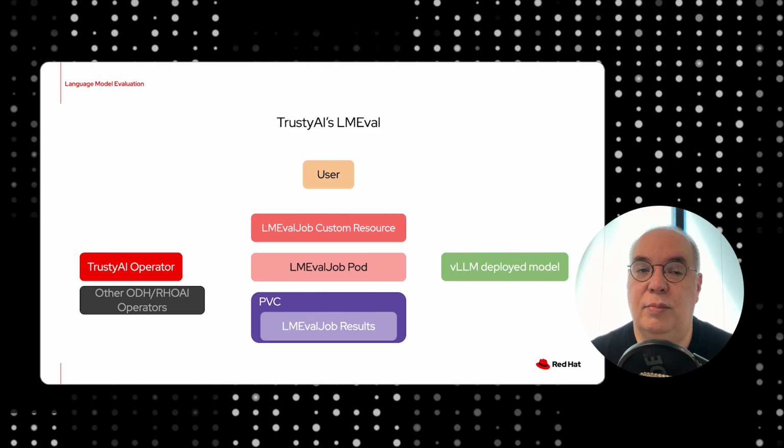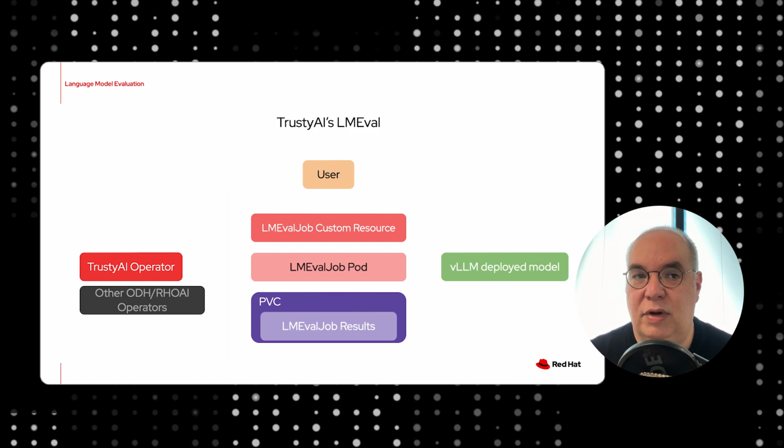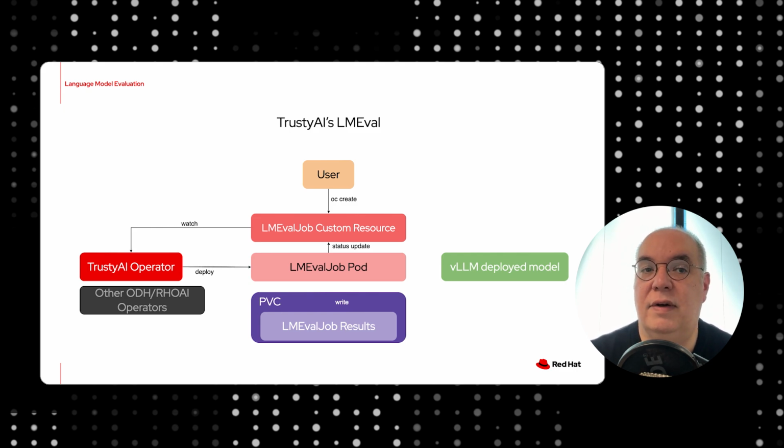TrustAI is an initiative to bring responsible and trustworthy AI capabilities to the enterprise world. One component is LM-Eval, which provides a standardized way to evaluate language models across dozens of benchmarks. To start an evaluation, we need to create an LM-Eval job custom resource, a way to define, run, and track model evaluations. It defines which models to evaluate, which benchmarks to run, and how to configure the evaluation process.